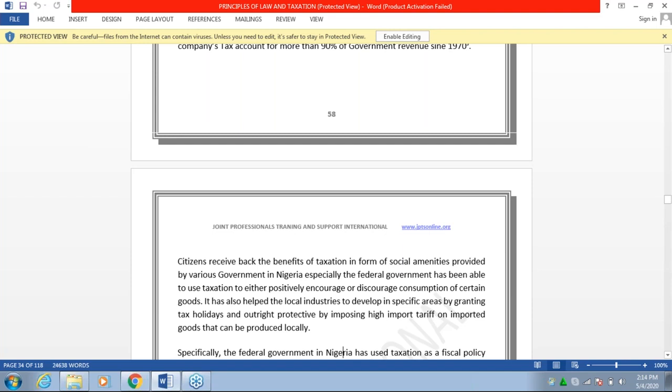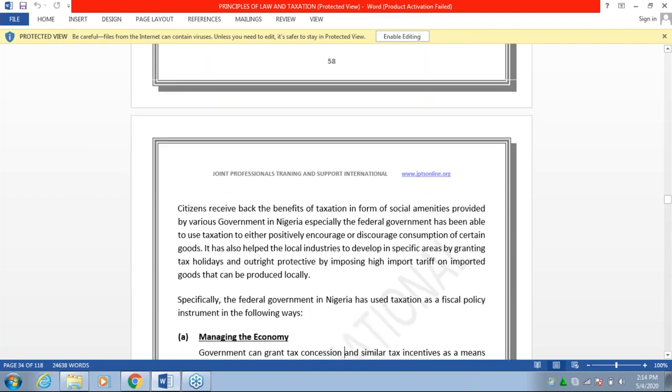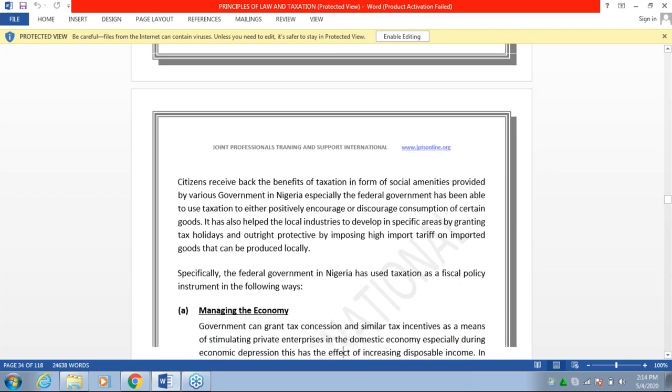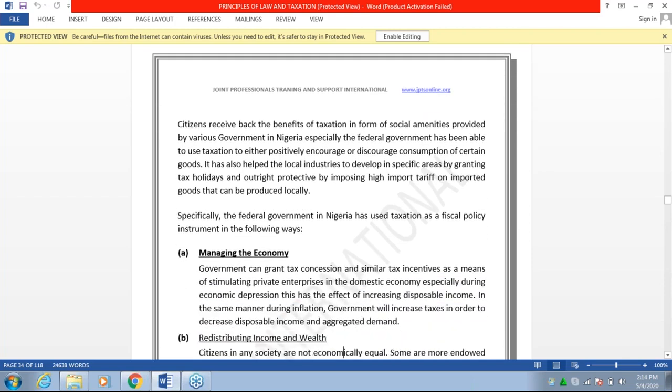So it has also helped the local industry in this specific area by granting tax holidays and outright protection by imposing high import tariffs on imported goods that can be produced locally, in order to discourage foreign products here in Nigeria. So they give a kind of tax holiday to some local industries. Specifically, the federal government in Nigeria has also used tax as a fiscal policy instrument in the following way. Yes, they use tax to manage the economy.